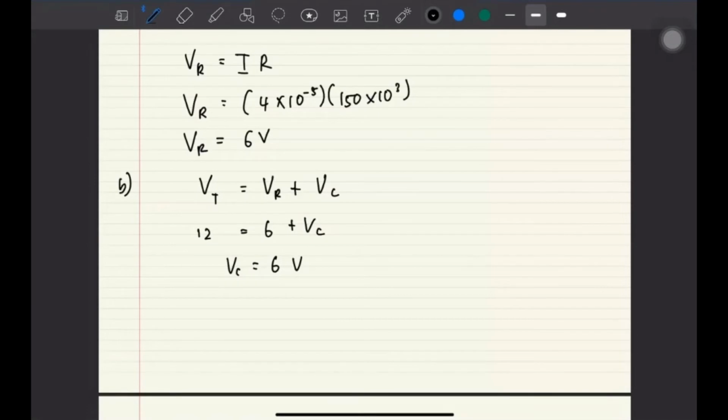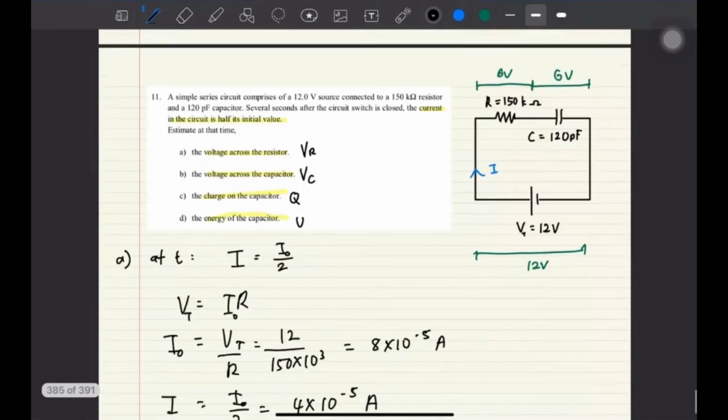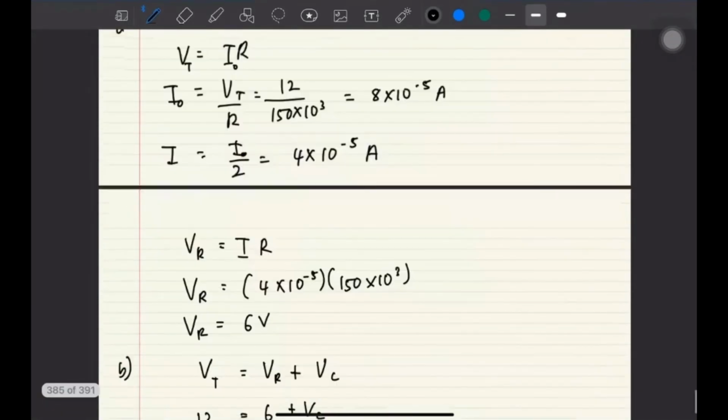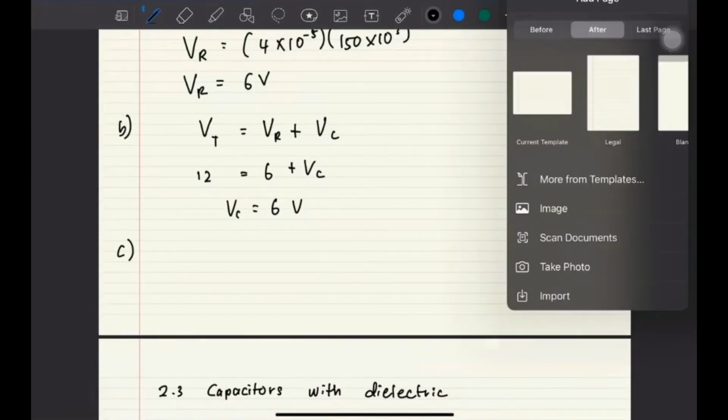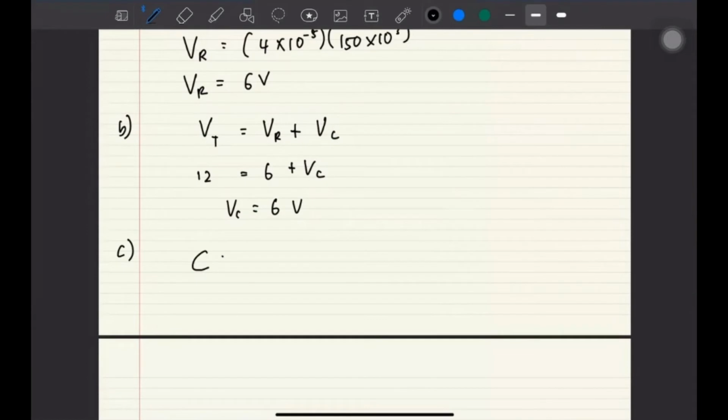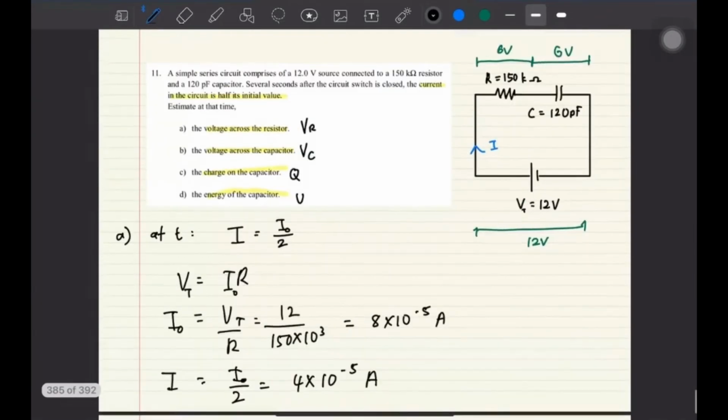Okay, once you have your VC, you can solve the next question. They want to find charge on the capacitor. So I can solve this one using C is equals to Q over V, where Q equals to CV. Capacitance here is 120 pico.